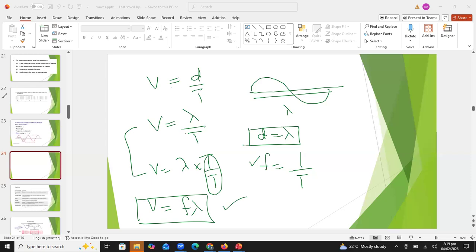All right, students, please note down. Note it down, students. V is equal to f lambda. V is the speed of a wave. Done?